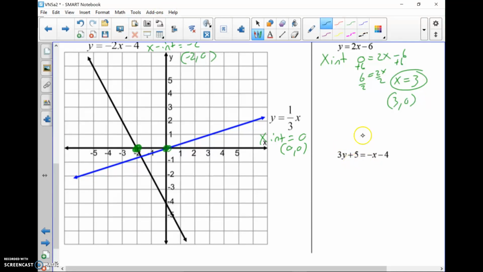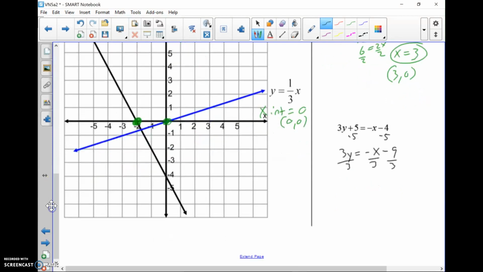So if I want to get this as y equals, the first thing I would do is minus 5, minus 5. And so that's 3y equals negative x minus 9. And then divide everything by 3. Divide by 3. Divide by 3. That's going to give me y equals negative 1/3 x minus 3. All right, so I can work with either one of those equations, but I want to work with that one.